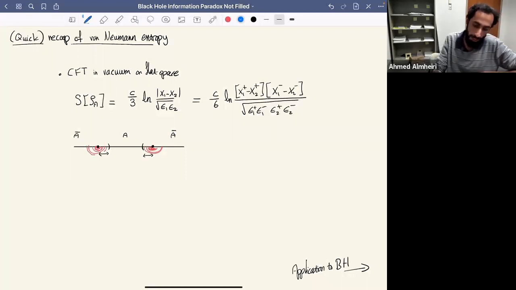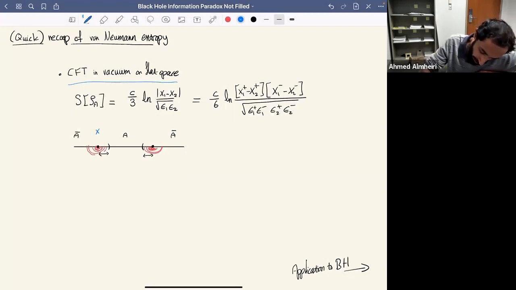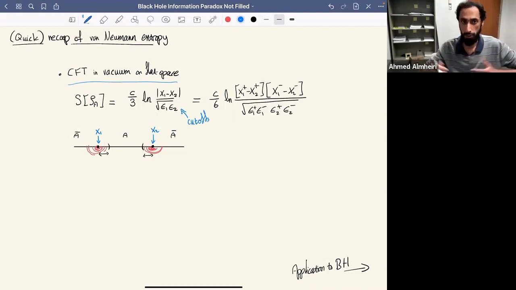The statement is that given a CFT in the vacuum on flat space, there's a very nice formula for computing the entropy of an interval. Say the interval is between two points x1 and x2. Then the formula is c, the central charge, over 3 times the logarithm of the length between x1 and x2, divided by these cutoff factors, which come from renormalizing the twist fields, which you use to derive this formula.